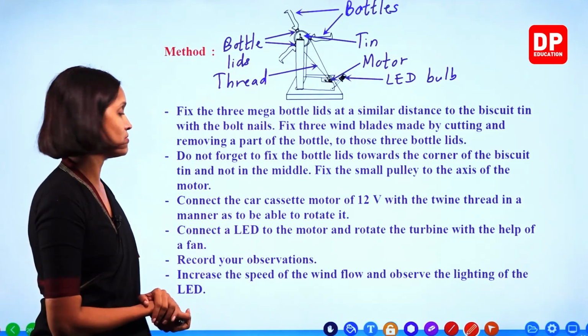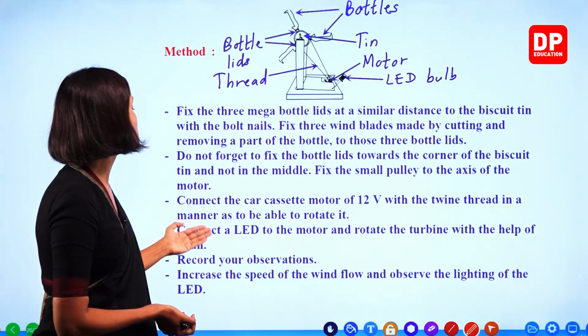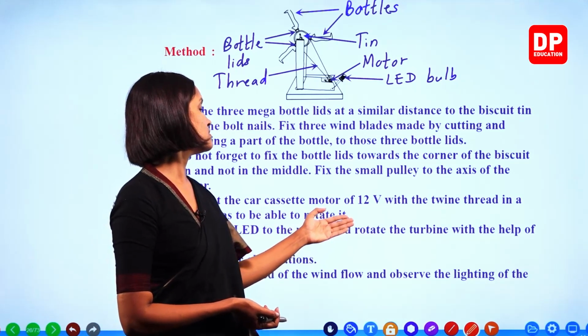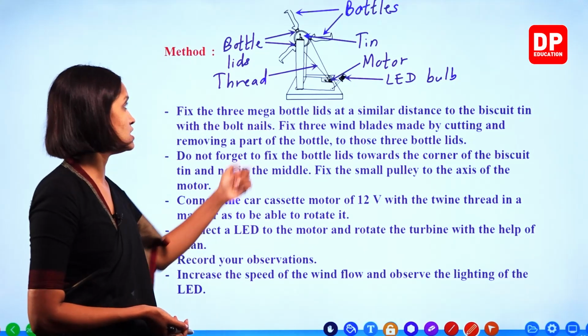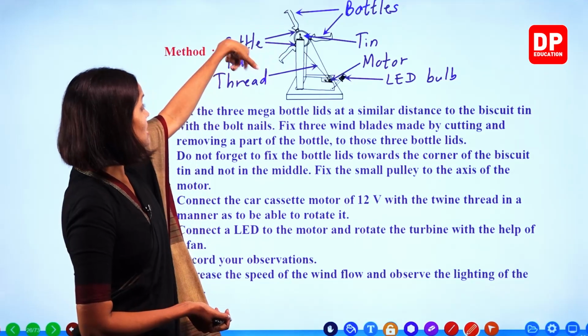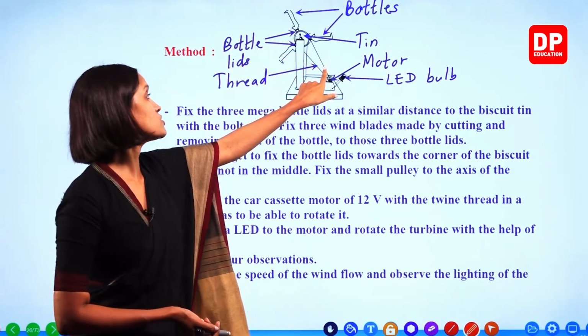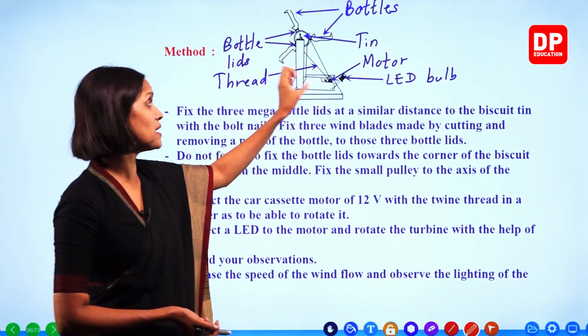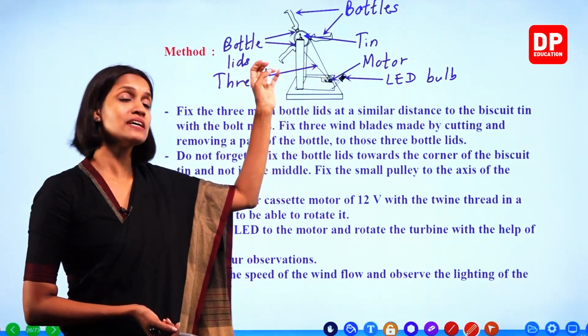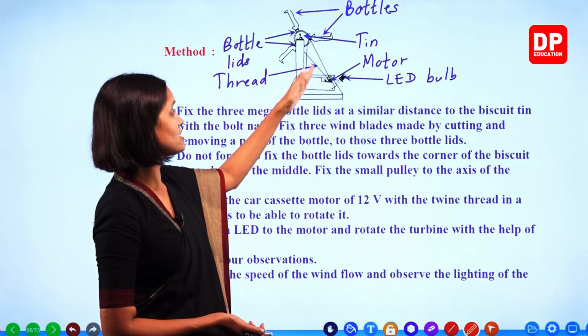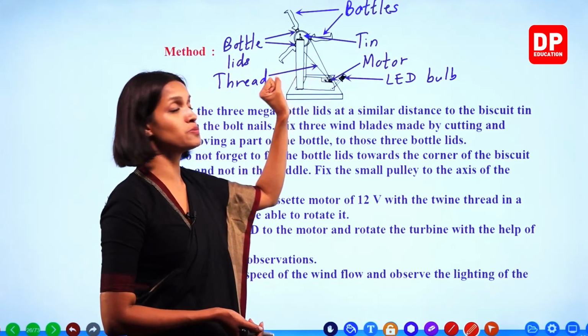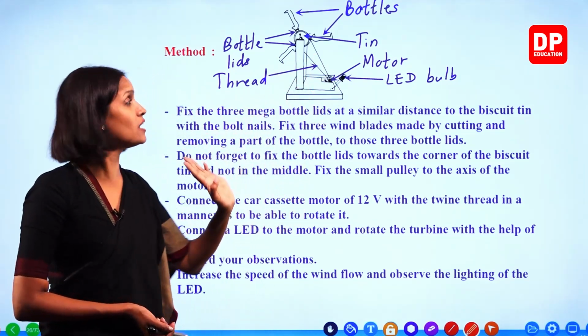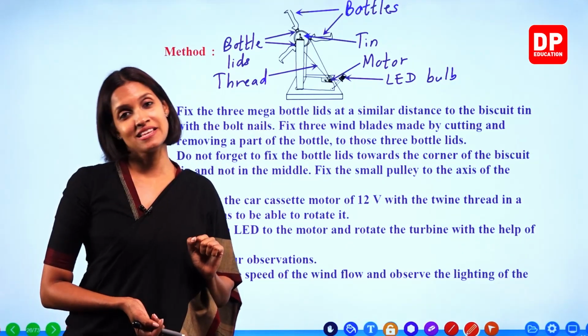Record your observations. So increase the speed of the wind flow and observe the lighting of the LED. So when the speed is increased, what happens? The speed of the rotation of the motor axis also increases and thereby more electric current is generated, and thereby what happens? This LED bulb's brightness increases. Okay, so we will do this activity in the lab.